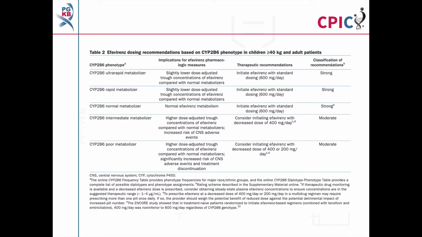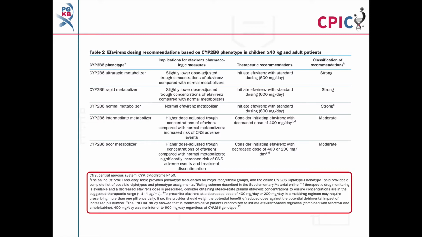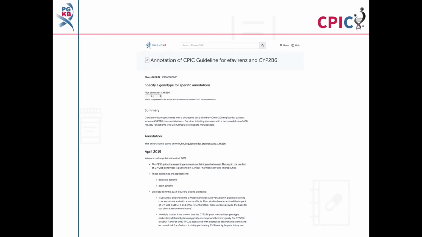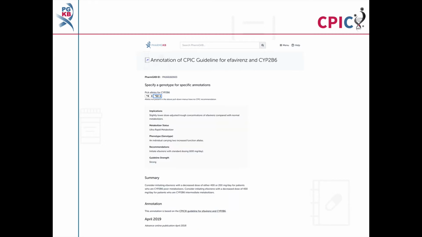The dosing recommendations for efavirenz can be found in Table 2 of the guideline. Detailed footnotes pertaining to the recommendations can be found at the bottom of this table. This guideline has been annotated on the PharmGKB website. This includes a drop-down menu where an activity summary can be given for specific combinations of alleles. The activity summary includes implications for the patient's response to efavirenz, the appropriate dosing recommendation for the specific metabolizer phenotype, and the strength of that recommendation.